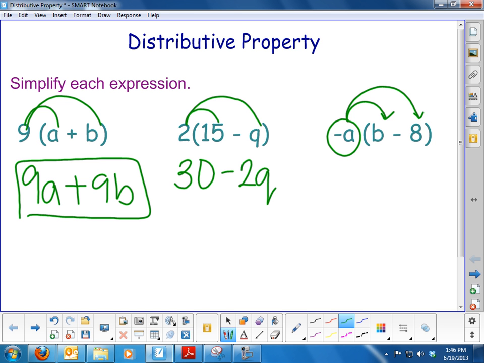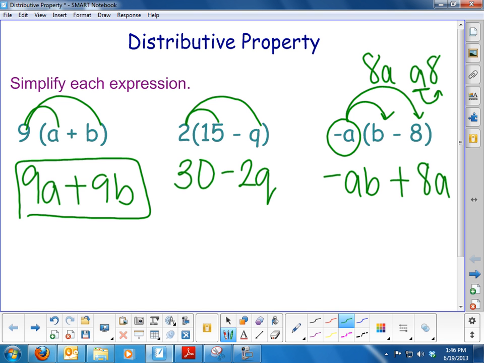So negative a times b simply gives me negative ab. Just write them right next to each other, just like that. Negative a times negative 8. And negative times a negative we know to be a positive. A times 8 is a times 8. But this is something we're going to learn. We don't ever put a variable in front of a constant. We actually do the opposite. We put the constant first, the coefficient, we call it, in front of our variable. So I have plus 8a.